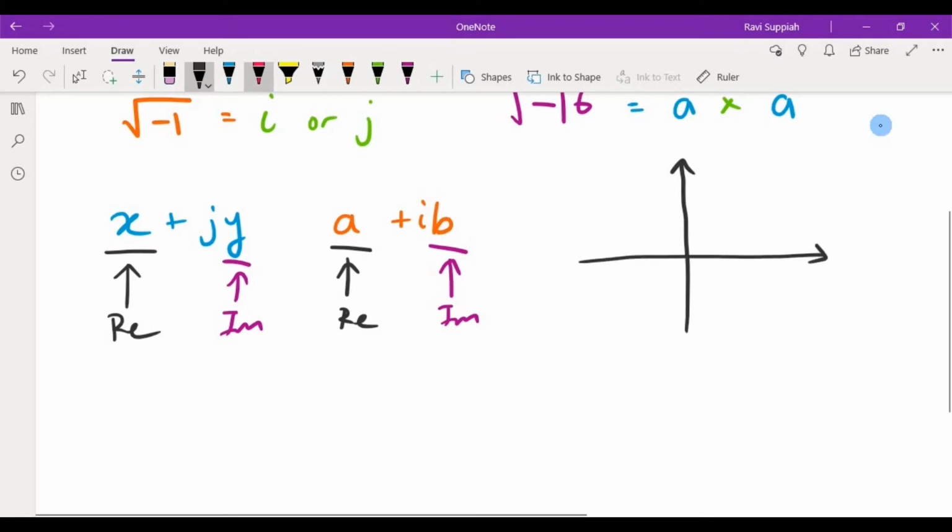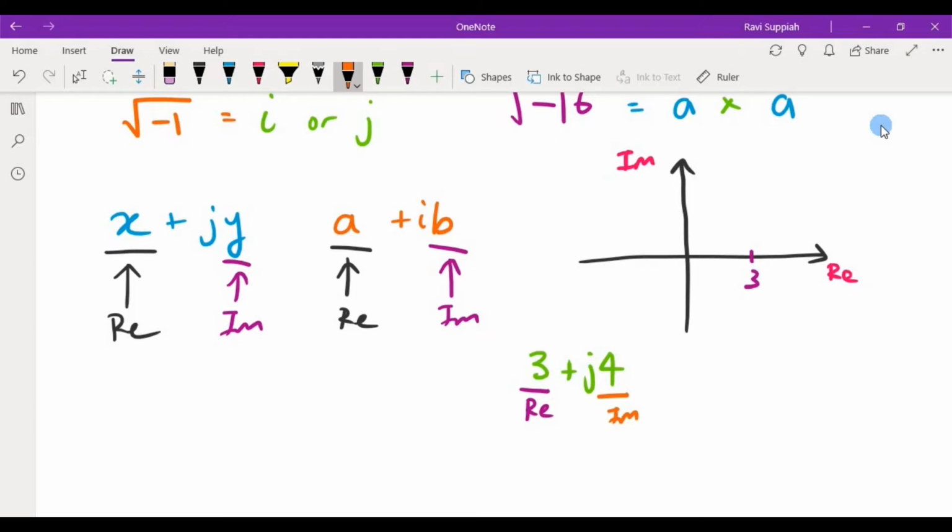Now, the x-axis will be used to represent the real numbers, while the y-axis represents the imaginary numbers. Okay, and if I have a complex number like 3 plus j4, 3 is the real part. That means on the x-axis I look at a value 3, and j4, this 4 is the imaginary part. So on the y-axis, which is imaginary, I look for a value 4.